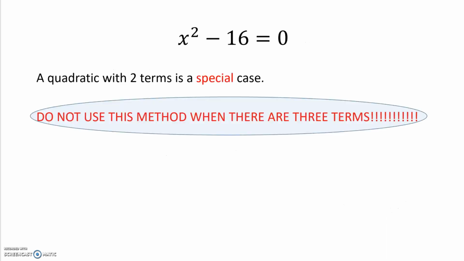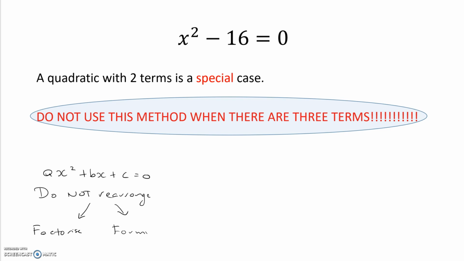This one is a special case. It's only got two terms. Now, if you look, the preceding ones all had ax squared plus bx plus c equals 0. With those, do not try and rearrange. Either factorize or use the formula, or just always use the formula. But this one has only got two terms. So if it has two terms, it's a special case.